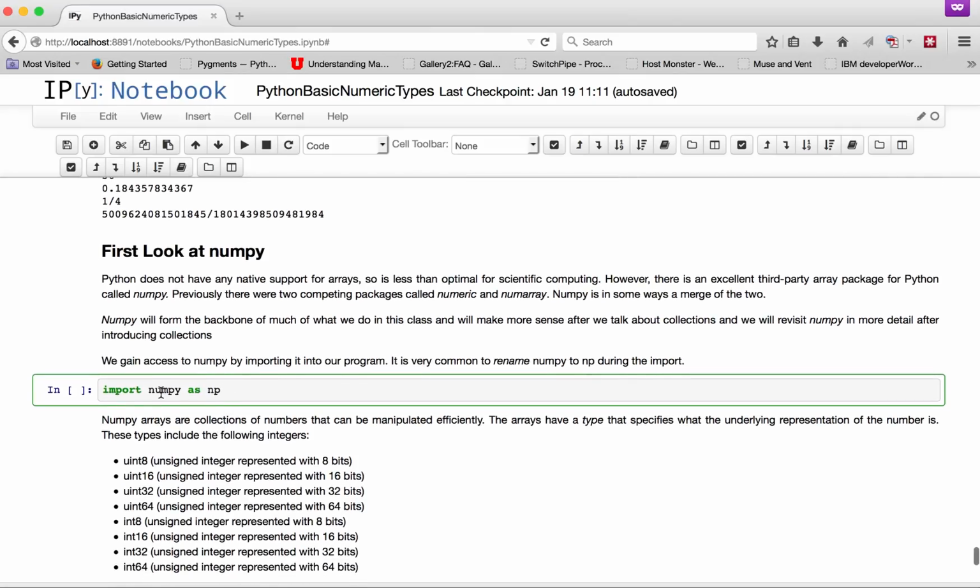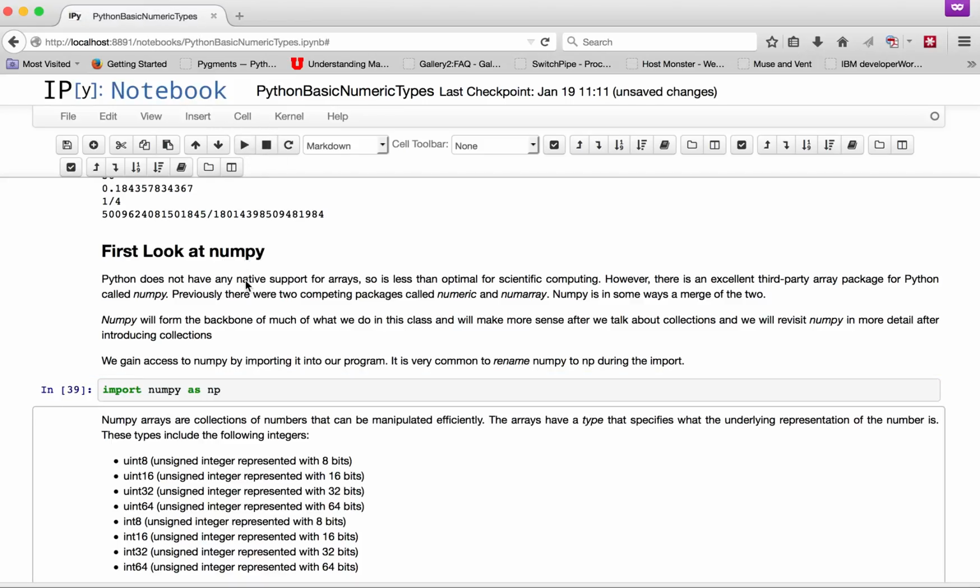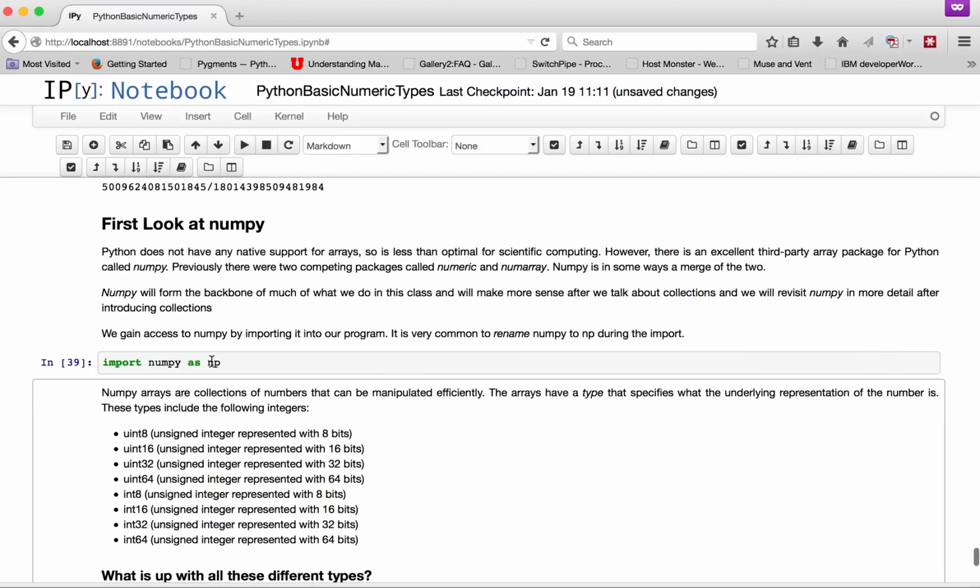And so now these variables, these NumPy definitions, will be available to us through the name np. NumPy arrays are collections of numbers that can be manipulated efficiently. This efficiency comes by requiring us to tell, when we create it, what type of numbers they're going to be and what the size of the array is. This is quite different from most things in Python, where we don't worry about that.